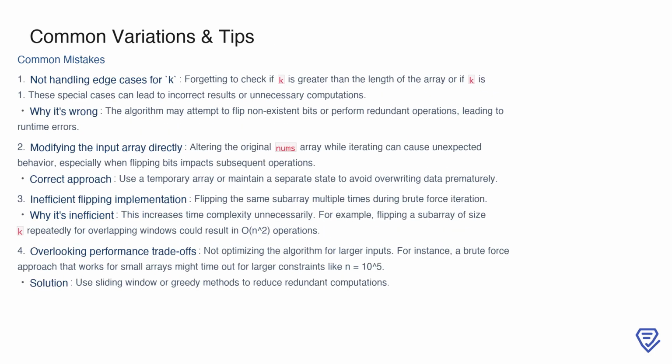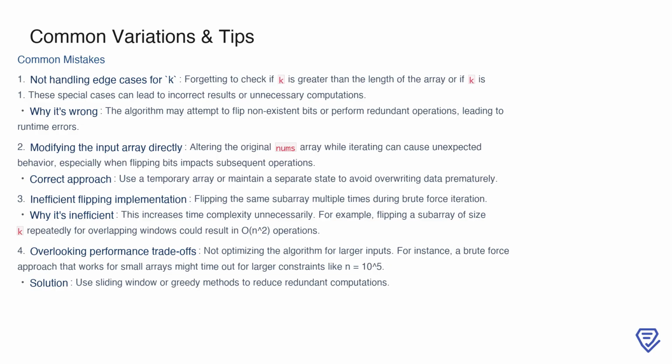When working on this problem, there are a few common mistakes to keep in mind. First, forgetting to handle edge cases for the value of k can lead to significant issues. For example, if k is larger than the length of the array, the algorithm might attempt to flip bits that don't exist, causing runtime errors. Similarly, if k is 1, the flipping logic might not be optimized, leading to unnecessary operations.